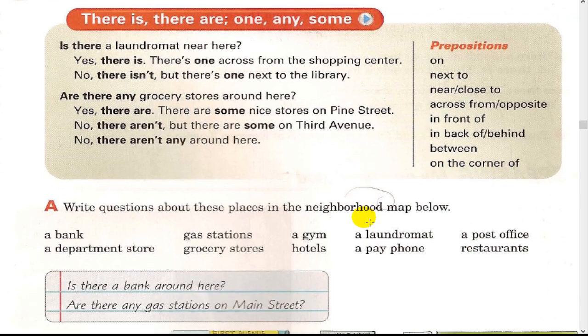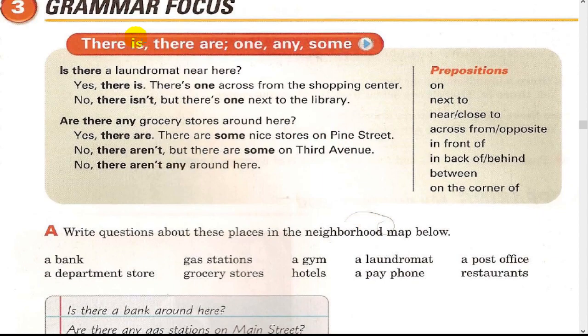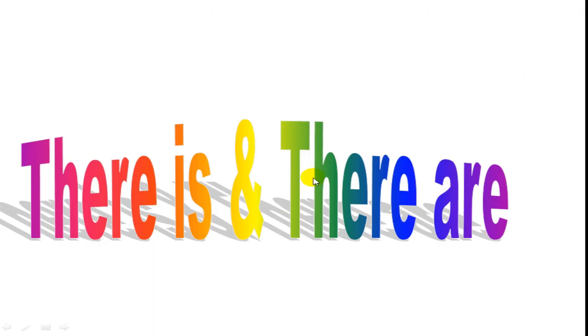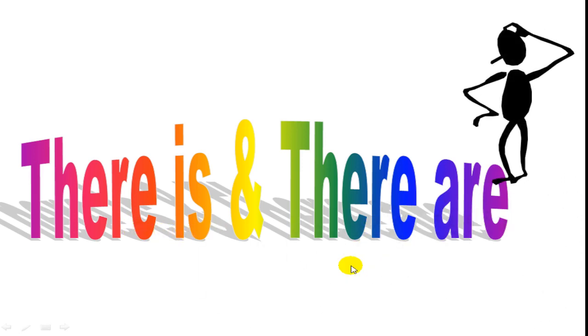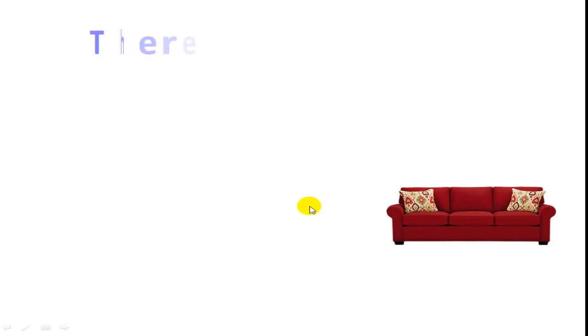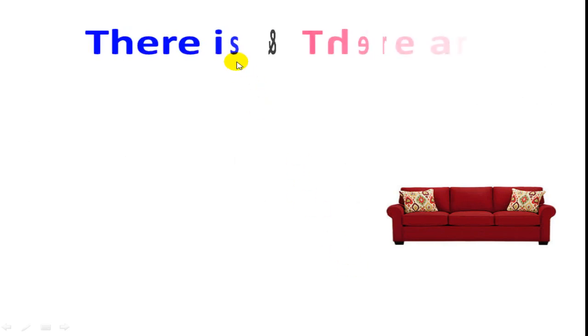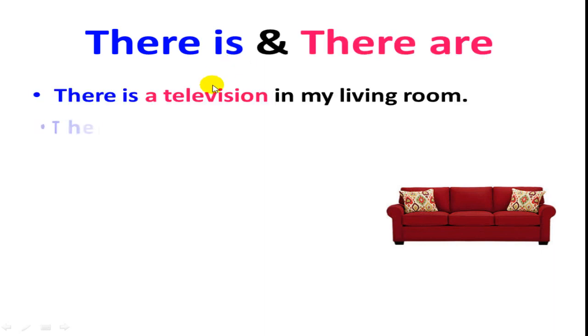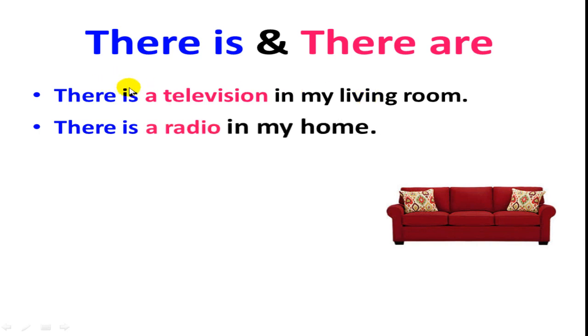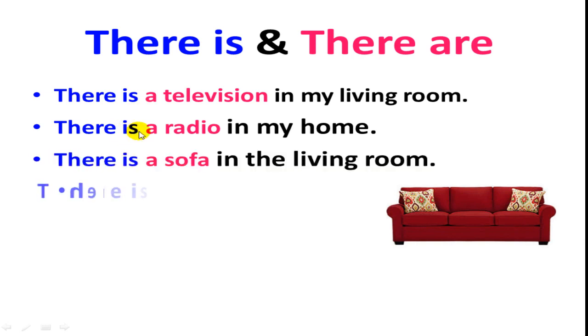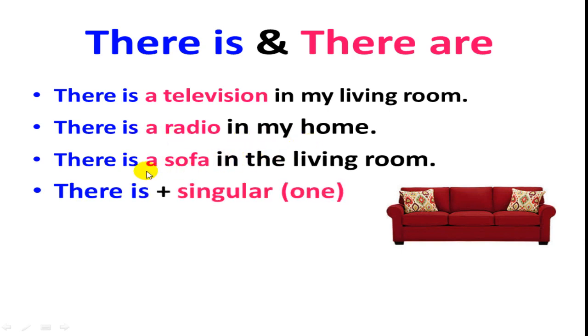Now, let's explain there is and there are. There is a television in my living room. There is a radio in my home. There is a sofa in the living room.